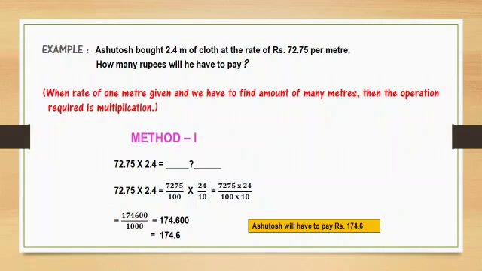So the answer is 174.600, which can be written as 174.6. So Ashutosh will have to pay 174.6 rupees.